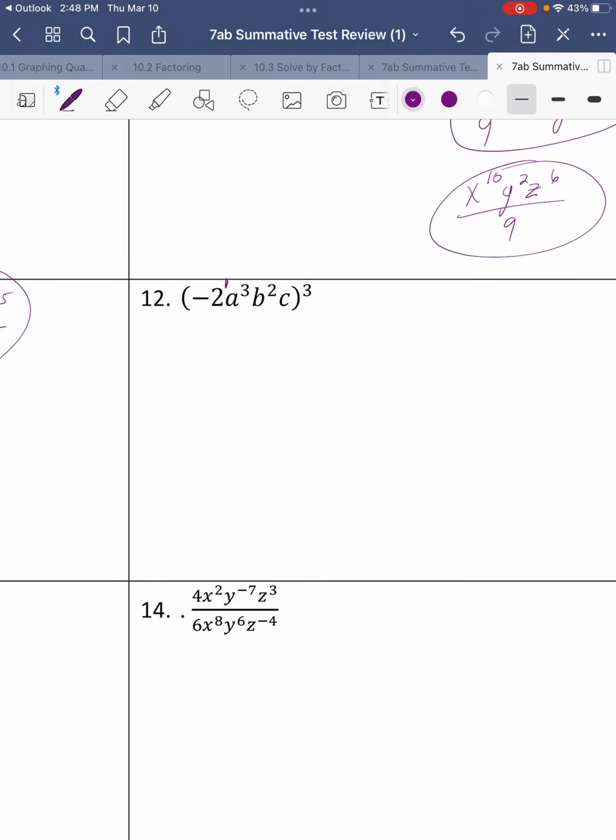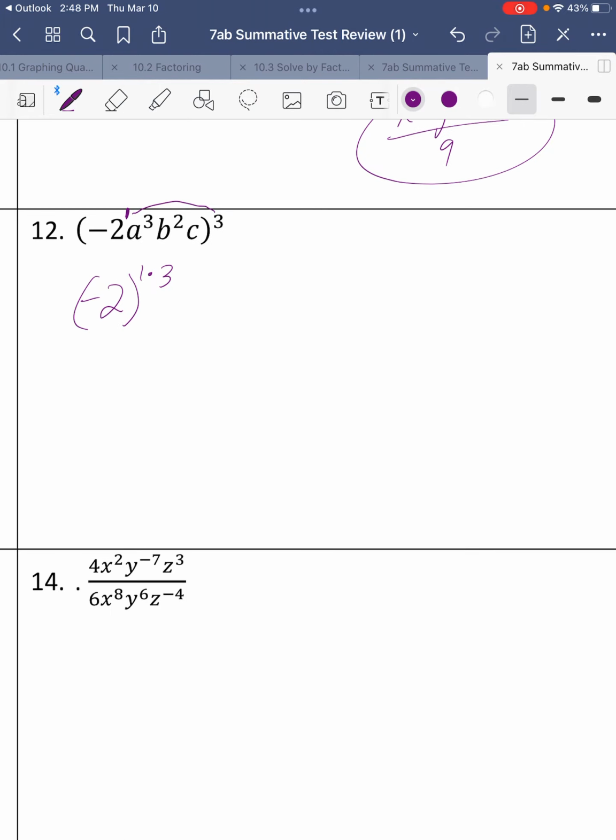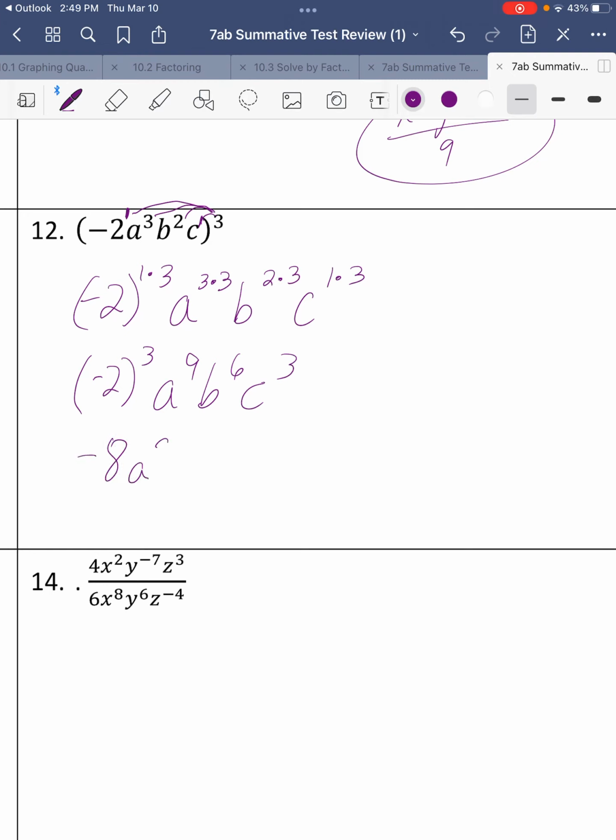All right, number 12, so another exponent, power to a power, so we're multiplying, so -2, put in parentheses, 1 to the 3. I just put any number in parentheses, the base, and it's never going to be wrong. So like -2, I'm going to put in parentheses and put it in Desmos. A to the 3 times 3, so power to power, exponent rules, multiply. B to the 2 times 3, C to the 1 times 3. So -2 to the 3rd, A to the 9th, B to the 6th, C to the 3rd. -2 to the 3rd happens to be -8.